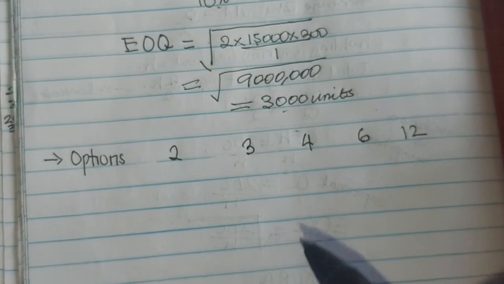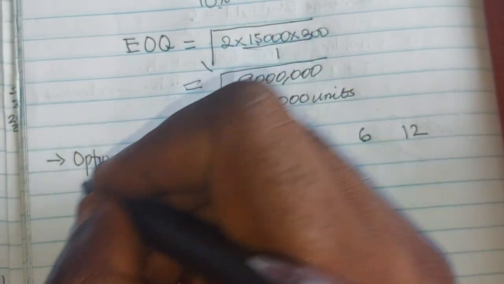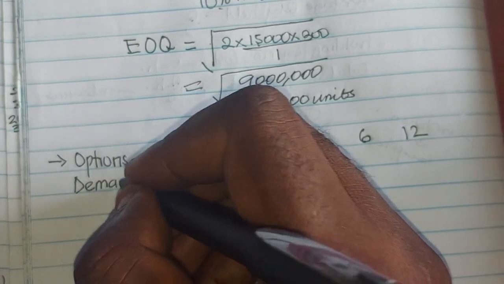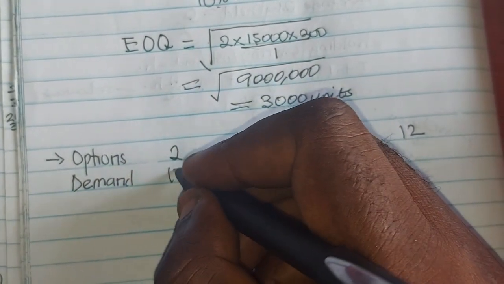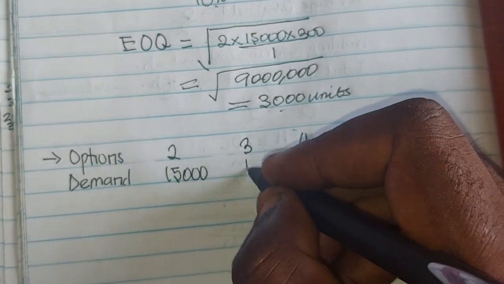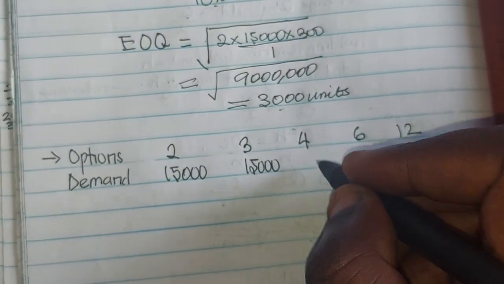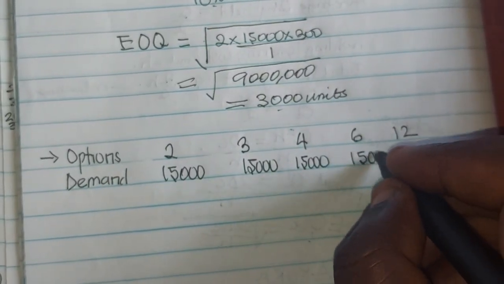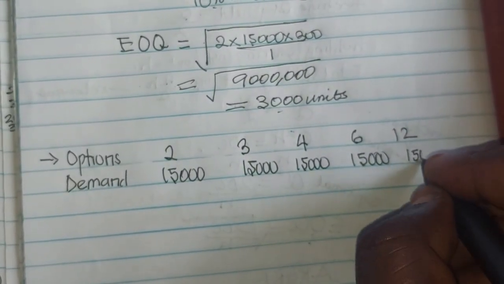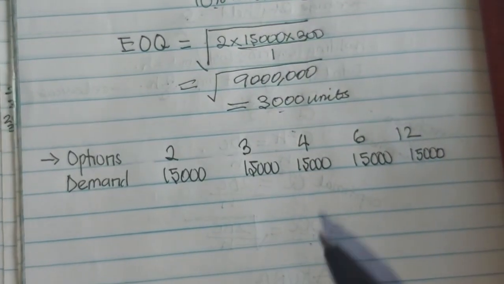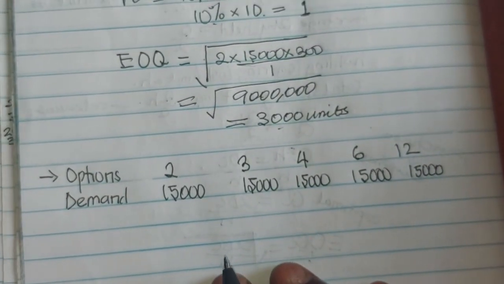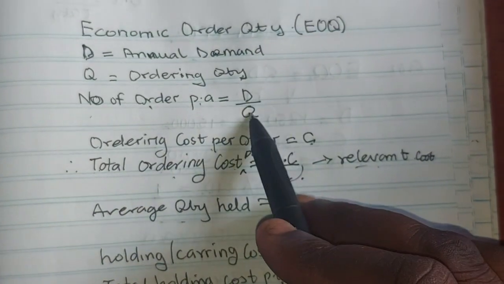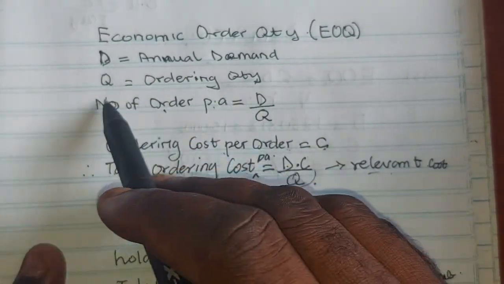I told you before we do that, we know that the annual demand, that's the demand, is 15,000 units. And don't forget the number of orders. So it's D all over Q. Okay, number of orders is D over Q.